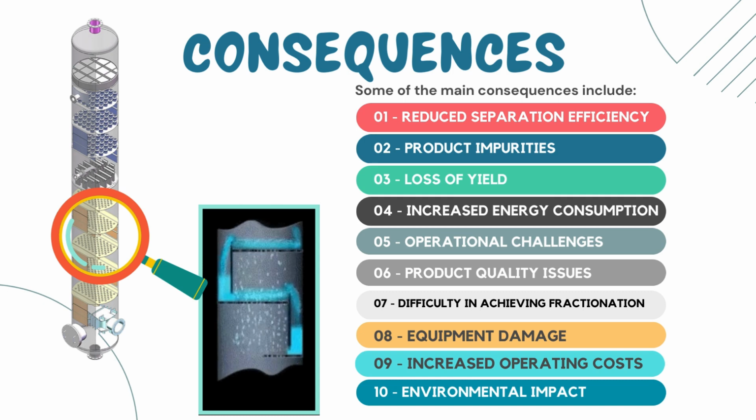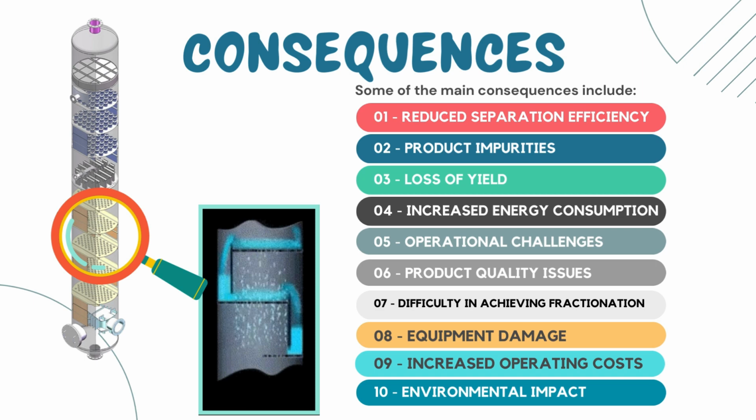Okay? Then the next consequence is product quality issues. Guys, the presence of impurities due to weeping can lead to variations in product quality. And this is particularly critical in industries where consistent product specifications are very crucial.